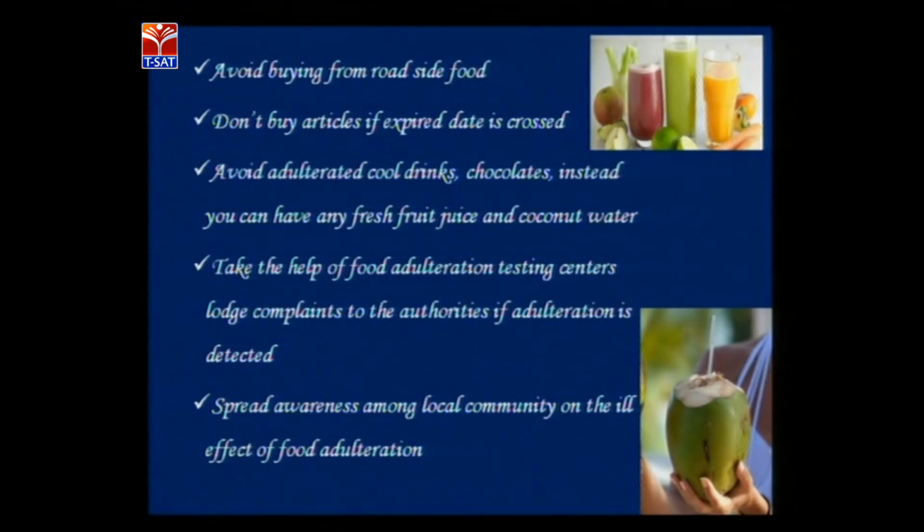Avoid buying from roadside foods. Don't buy articles if the expiry date has crossed. Avoid adulterated chocolates and cool drinks. Instead, you can have fresh fruit juice and coconut water. If you find any adulterated food items anywhere, you can contact FSSAI through phone or mail. And finally, I want to tell one thing: you should spread awareness among your local community on the ill effects of this food adulteration.